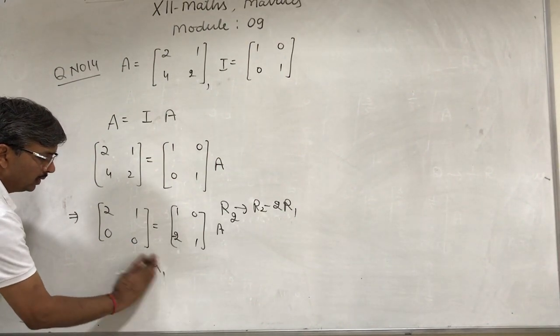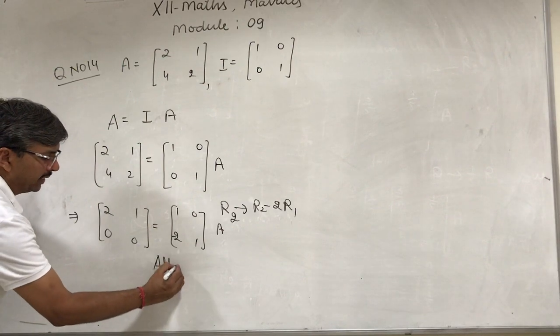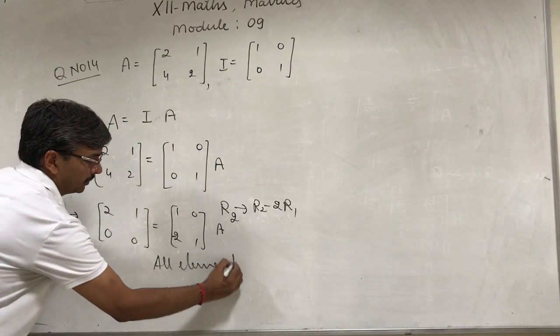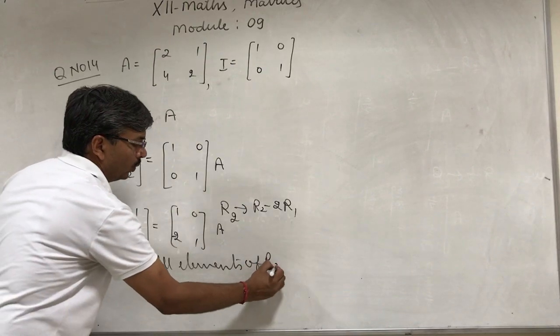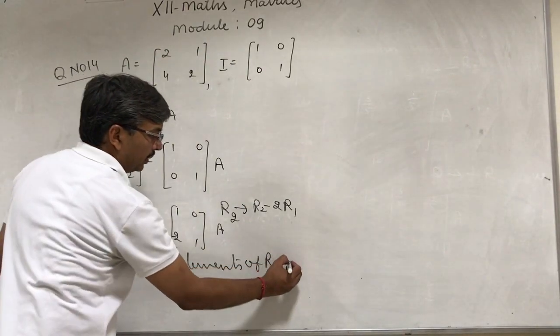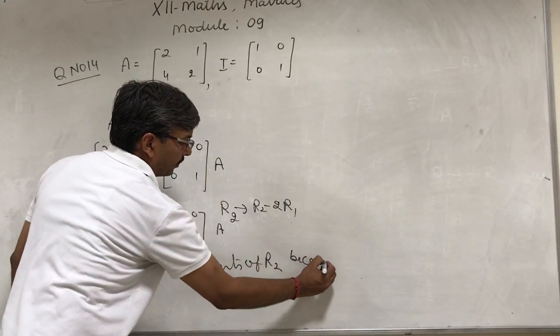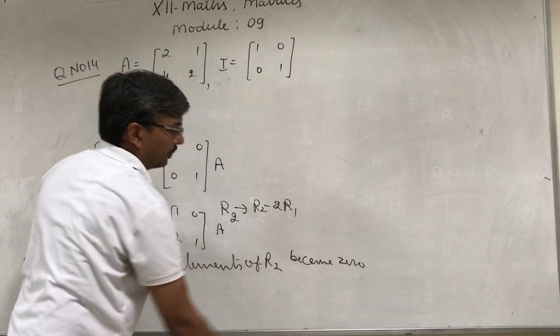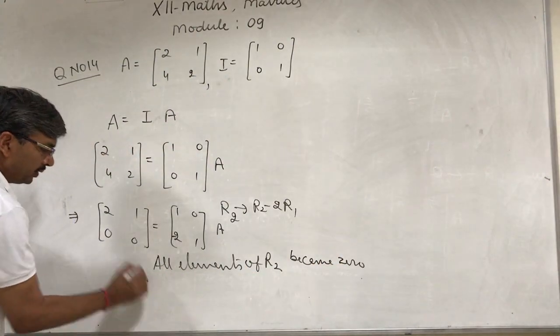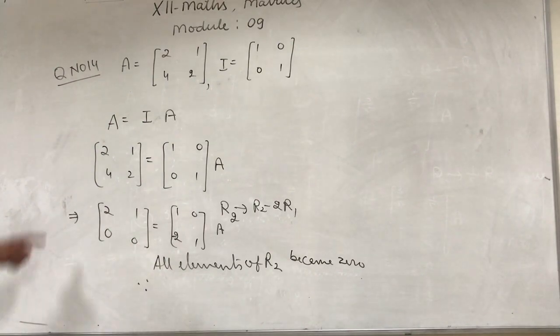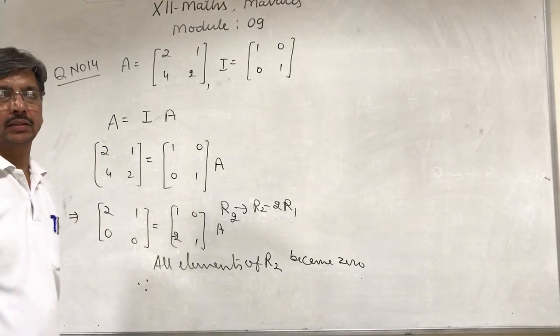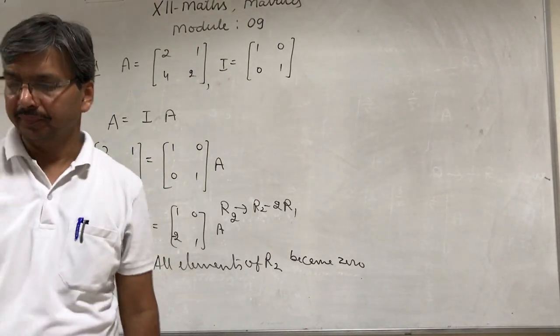All elements of R2 became 0, and therefore the inverse of matrix A does not exist. We will write this.